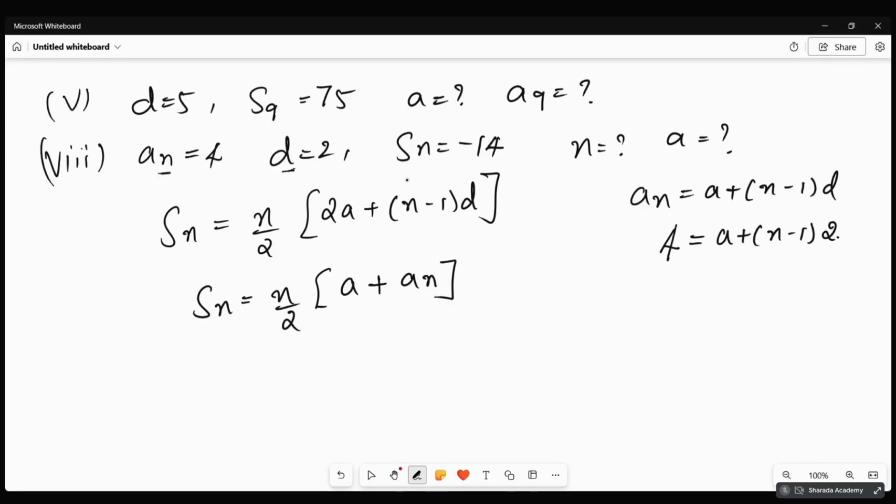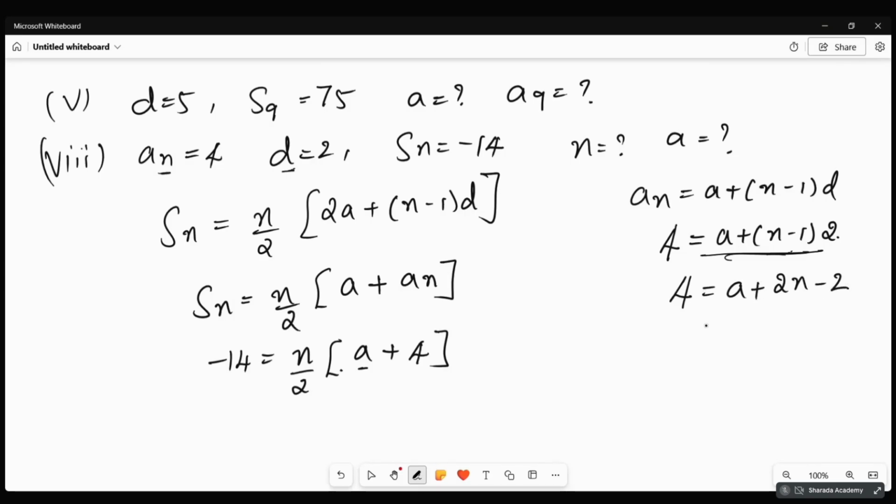That we will put. One minute. Sn is minus 14, that is equal to n by 2 into (a plus 4). Instead of a, I can write in terms of n here. So 4 equals a plus 2(n minus 1). What is it? 2n minus 2, no? So a plus 2n minus 2 equals 4. A is equal to 6 minus 2n. Correct, no? So a is equal to 6 minus 2n.